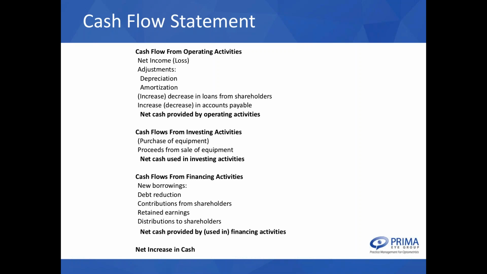Then we'll have cash flows from investing activities. Effectively, if you paid cash for a piece of equipment, that will show up here. If you sold a piece of equipment, that will show up here. And again, investing activities are basically what's going to be there for an optometry practice. And finally, we're going to have the change in cash from financing activities.